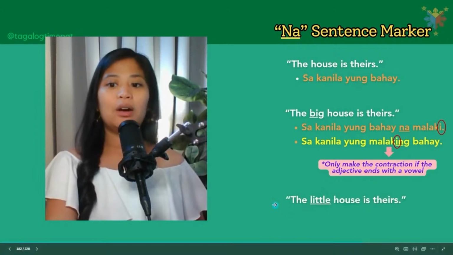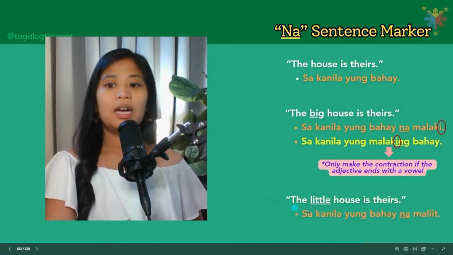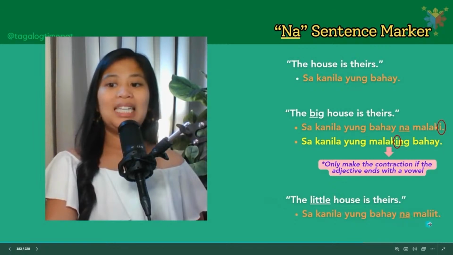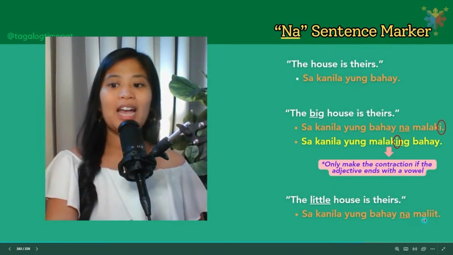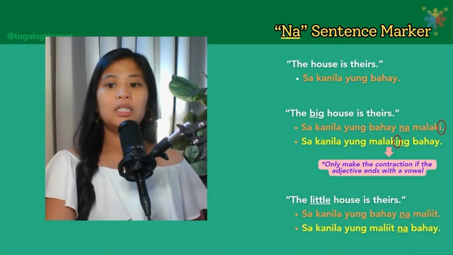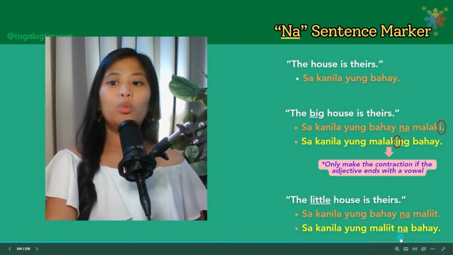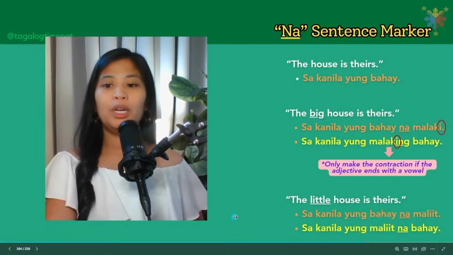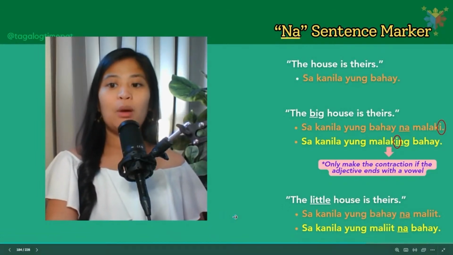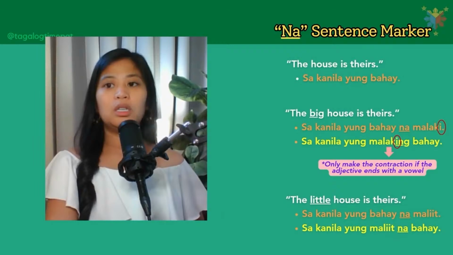Now let's take a look at another example. The little house is theirs. Sa kanila yung bahay na maliit. So there's that sentence marker na, and then the adjective maliit means little. You could also hear sa kanila yung maliit na bahay. So we just switched it. We put the adjective first. And now we don't make the contraction. We don't put it together because it doesn't end with a vowel. You would still use this sentence marker na. So that's just one important thing.